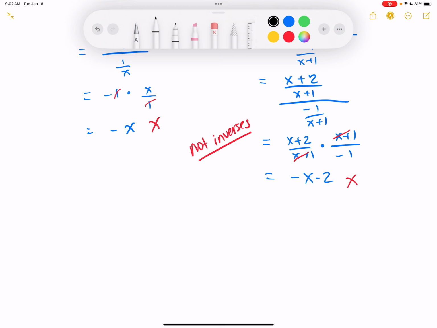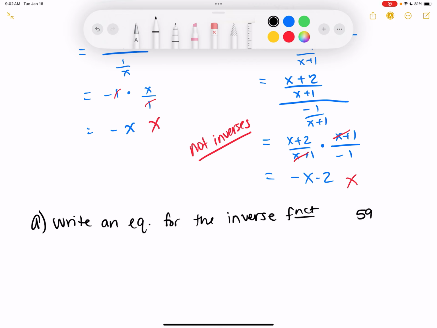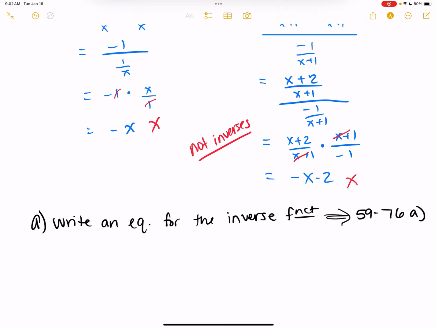Number 60. So these problems, just for reference, have a lot of instructions with them, but we're only doing the part that says, part A, write an equation for the inverse function. So for problems 59 through 76, we're only doing part A. So are these longer or shorter? Probably shorter, but you have to find the inverse and then we're going to check it. But usually when I check, I will only check one way. I don't usually check both ways just because I'm just verifying that I did my math right.